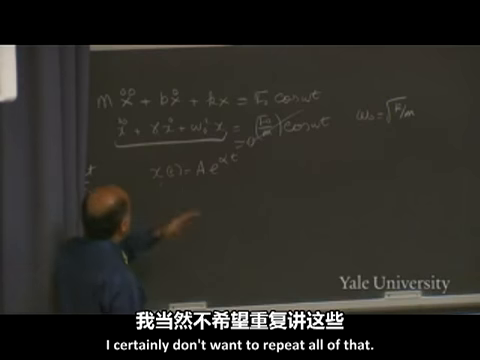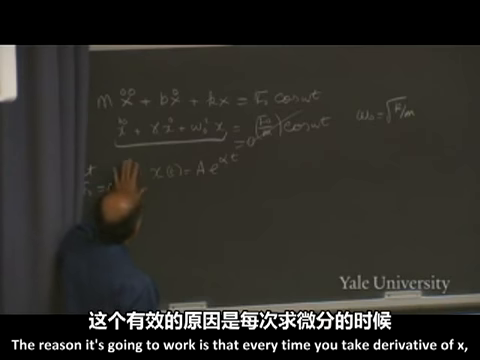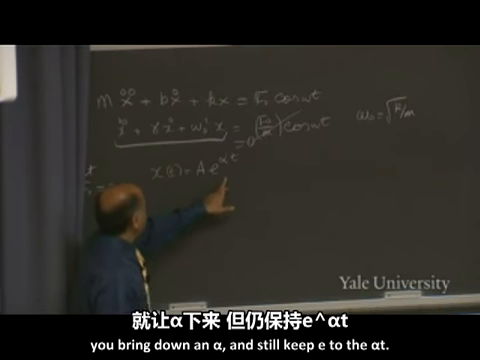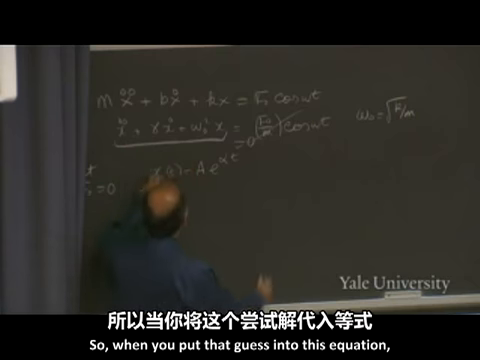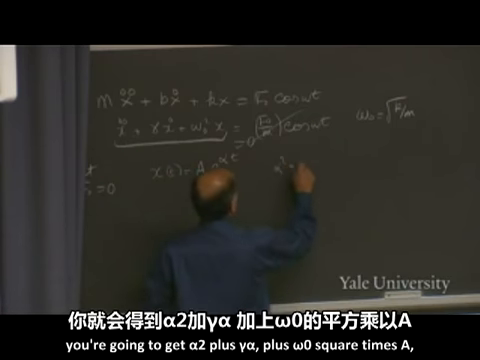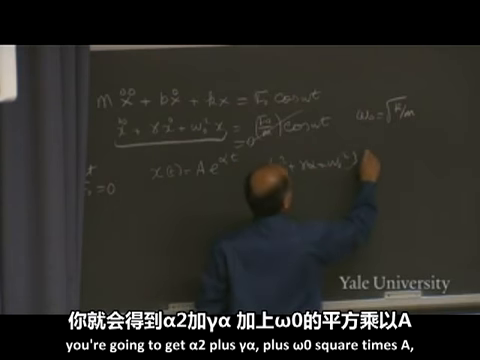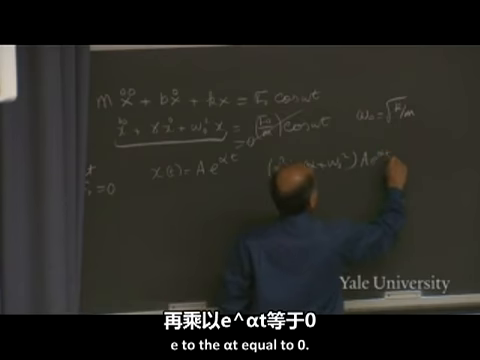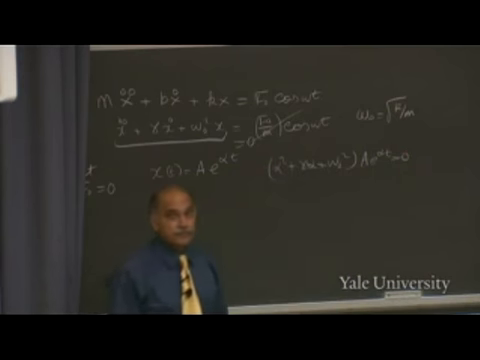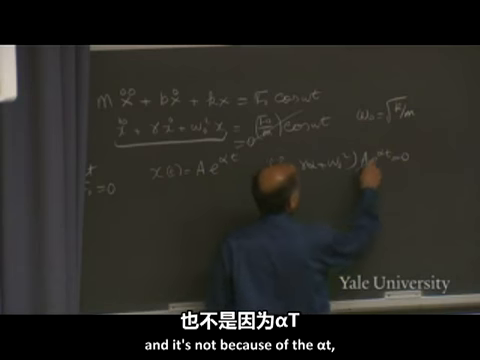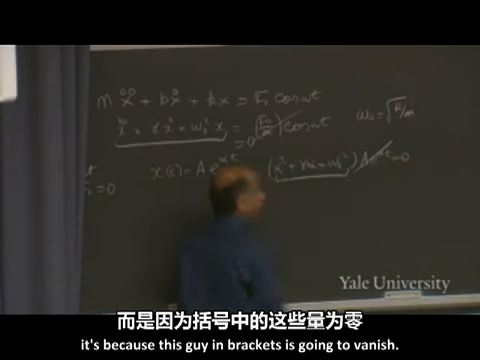I certainly don't want to repeat all of that. The reason it's going to work is that every time you take a derivative of x, you bring down an alpha and still keep e to the alpha t. So when you put that guess into this equation, you're going to get alpha squared plus gamma alpha plus omega naught squared times a e to the alpha t equal to 0. And if this is going to vanish, it's not because of a and it's not because of e to the alpha t, it's because the bracketed term is going to vanish.